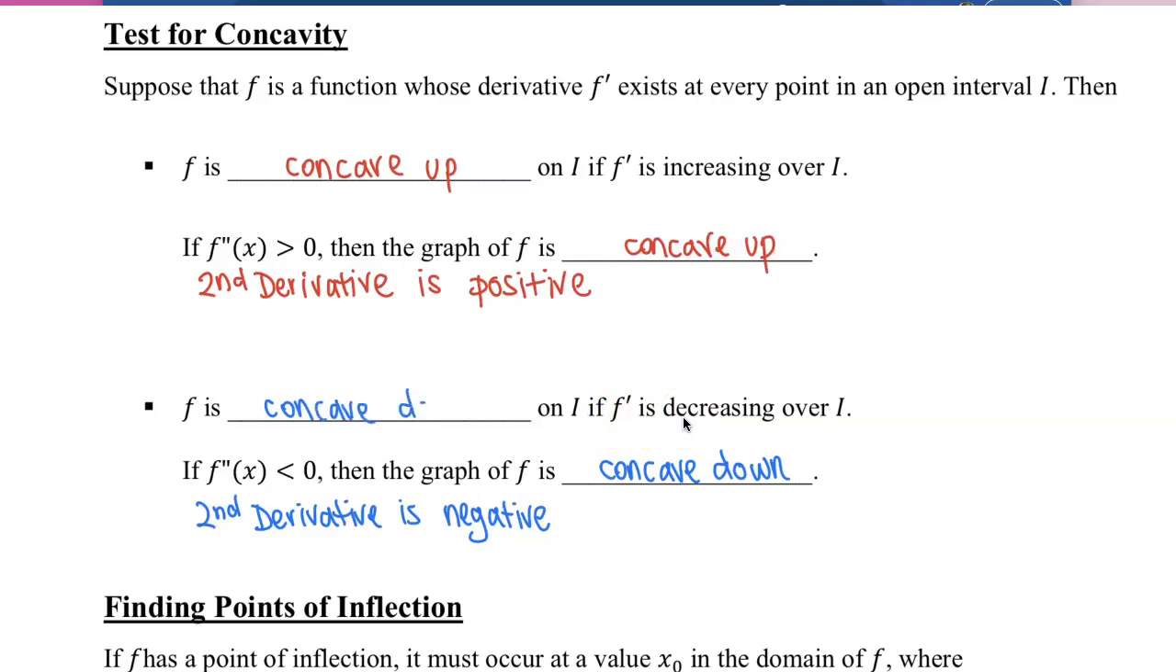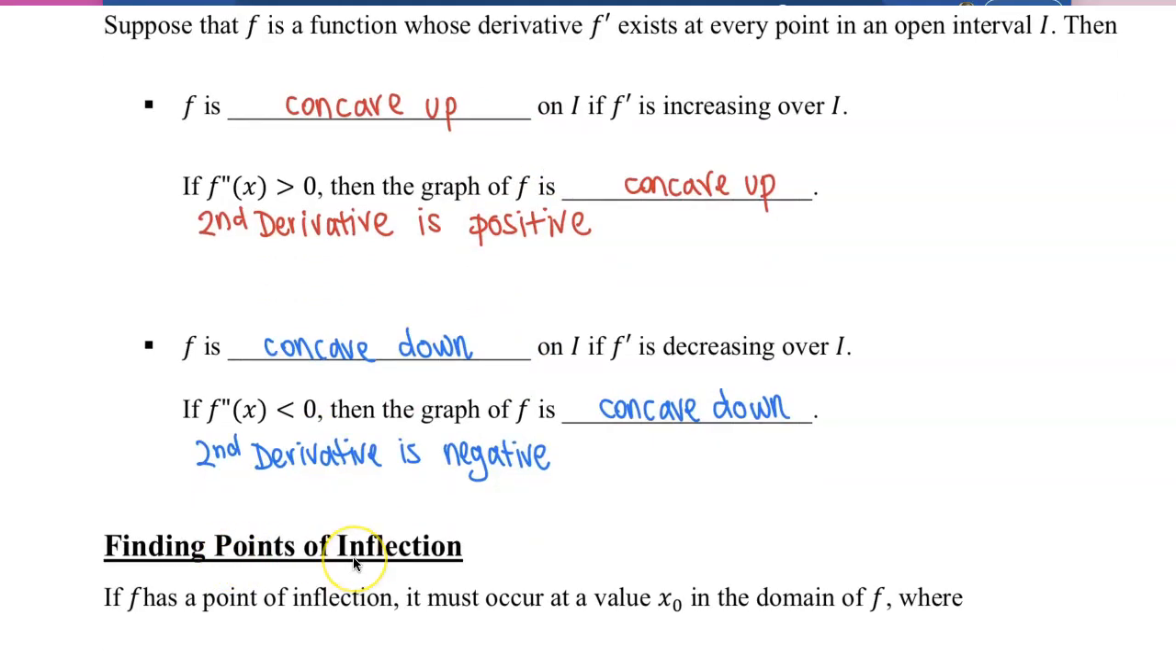So let's take a look at this in an example. But I do want to talk about one more point, okay? The concavity, like where it changes from concave up to concave down, or from concave down to concave up. Where this concavity changes, this is what we call the point of inflection.